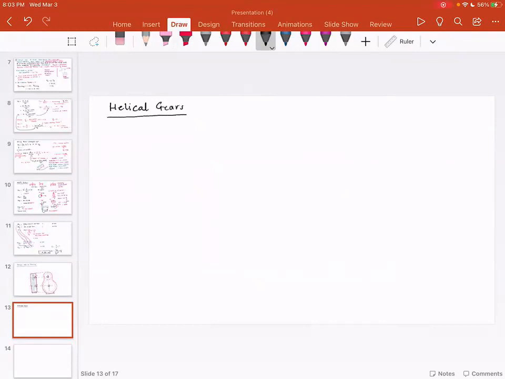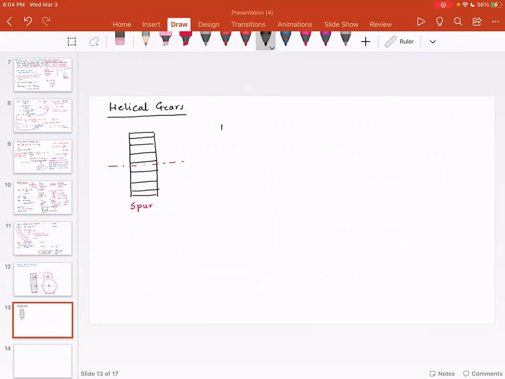So what is the difference between the spur gear and the helical gear? If you look at the spur gear, I'm going to show you a spur gear. Spur gears are cut parallel to the axis. So if you were to look at spur gears, this is the axis of the gear, the center line. Spur gear is cut parallel to the axis.